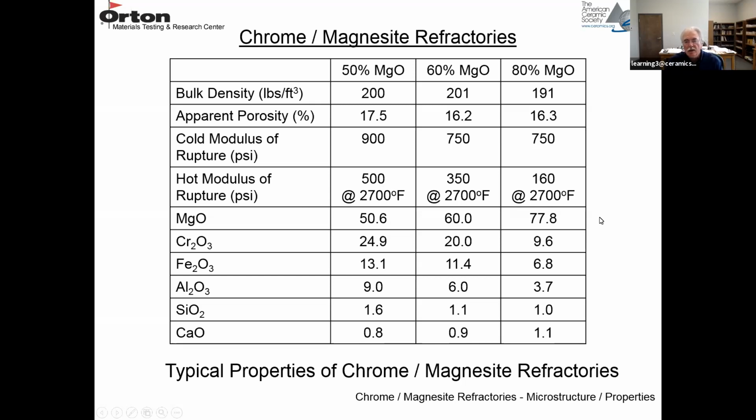And the MgO content ought to correspond to the grade that it is, 50, 60, and 80% MgO. And you can see the balance is the chrome level, the Fe2O3, the Al2O3, SiO2, and a small amount of CaO. So as you go up in MgO content, the chrome content is obviously going down because you're adding more MgO. These other impurities are going down that are in the chromeware also because you're simply adding more MgO.